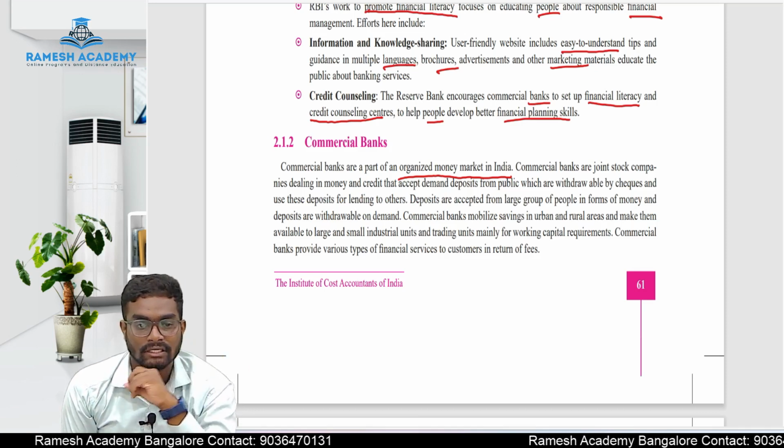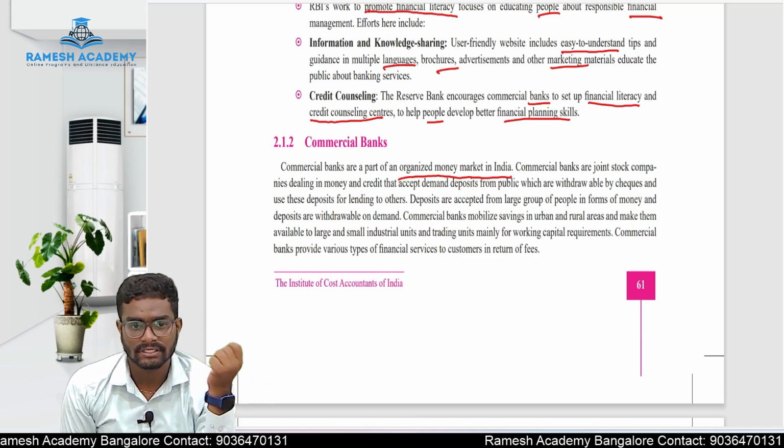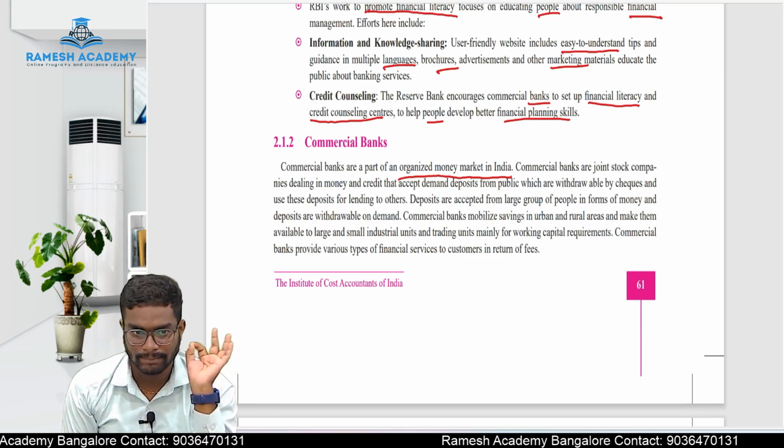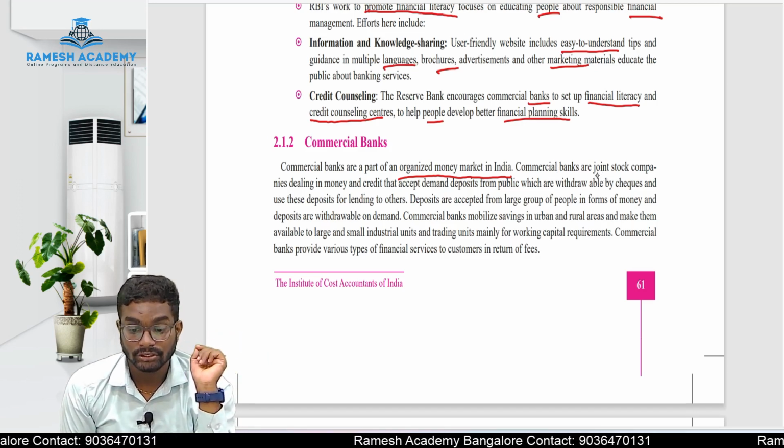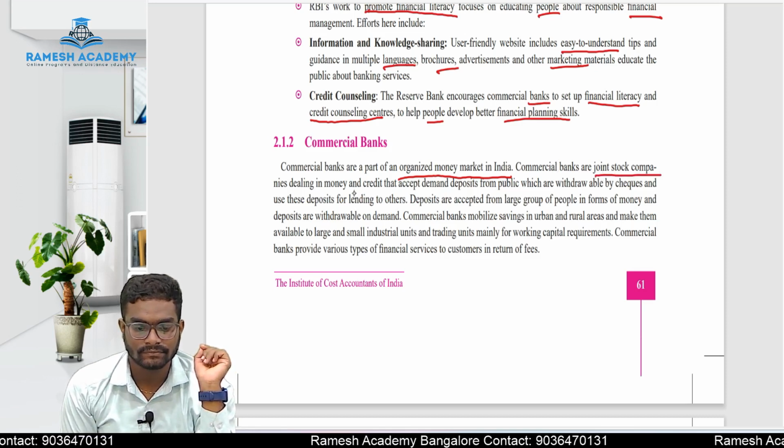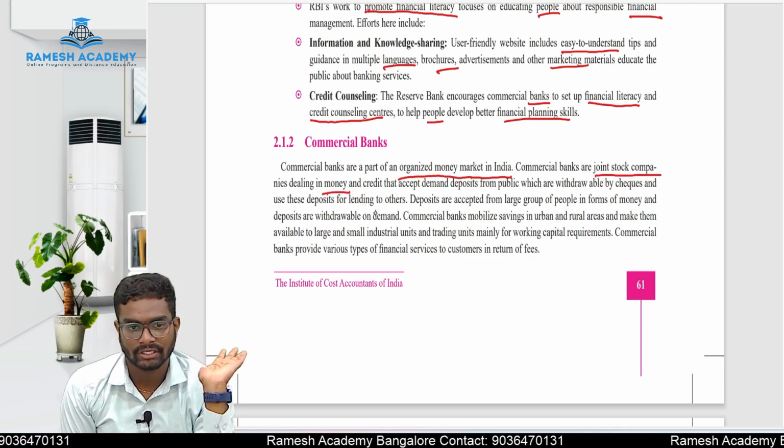There they'll charge heavy interest. They'll charge 5%, 6% per month. I am telling you, per month. That is the reason. Commercial banks are a joint stock company dealing in money. It should be a joint stock. It should be a company.